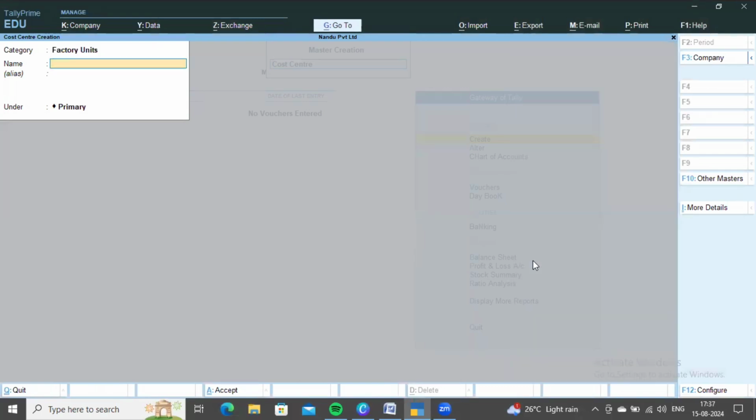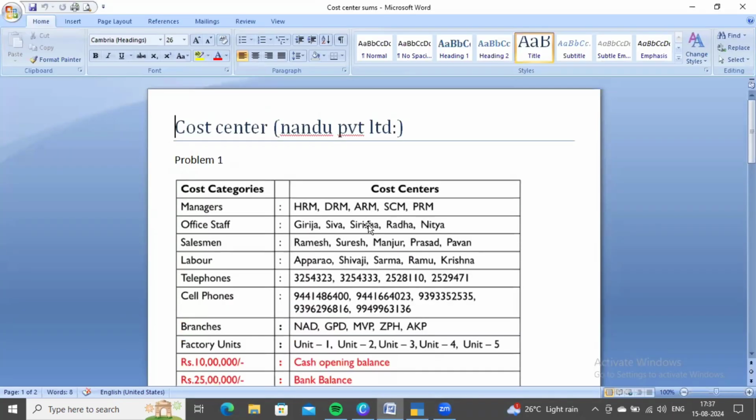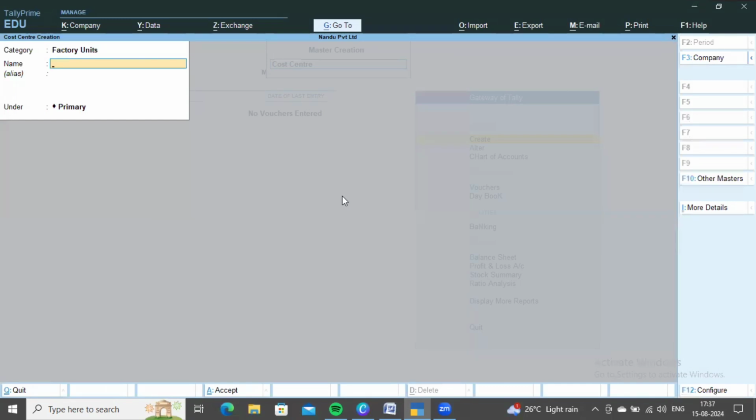Select factory units: Unit 1, Unit 2, Unit 3, Unit 4, and Unit 5. That's it. This is how you need to create cost categories and cost centers under the category. You need to enter these cost centers correctly under the particular category.